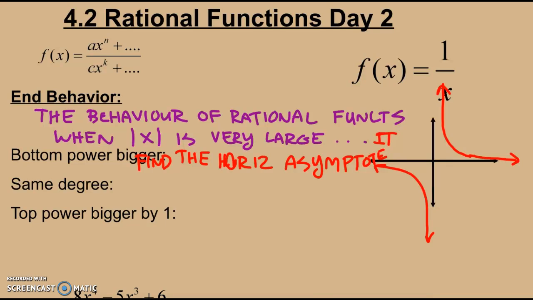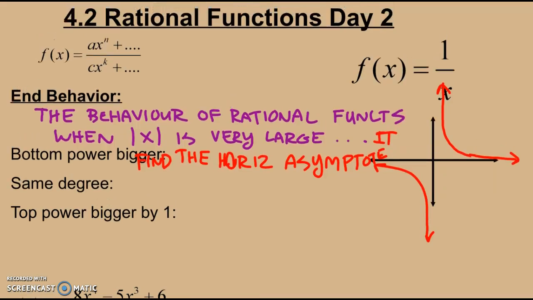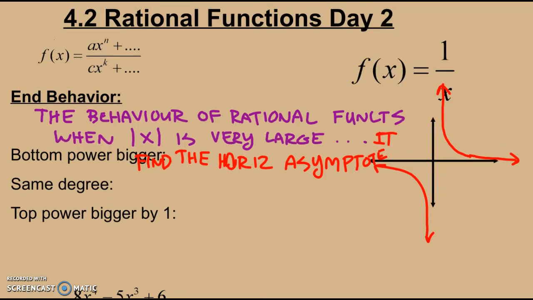Okay, so there's some guidelines here. If the bottom power is bigger, my notes are getting kind of cluttered, I'm going to use blue. If the bottom power is bigger, that means k is greater than n, right? Coming from up here, k and n. So if the bottom power is bigger, what is the end behavior going to do? Like if you put a super large number in, what's going to happen? It's going to go towards what?